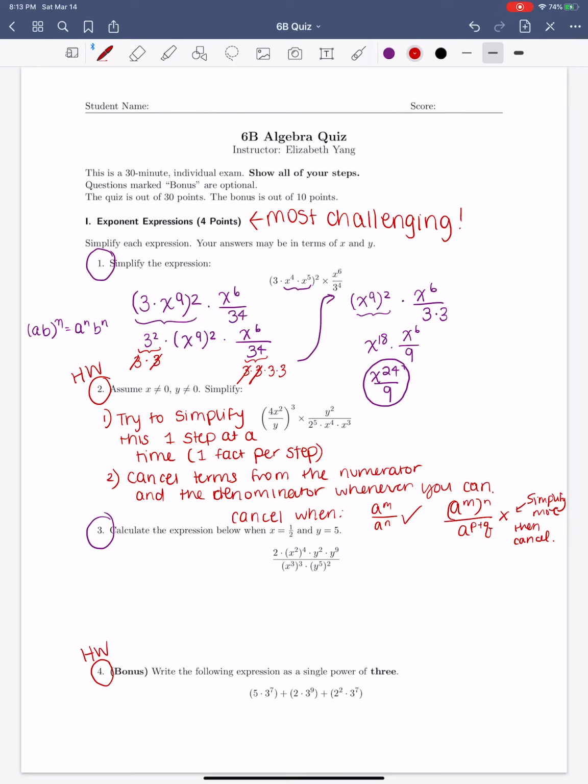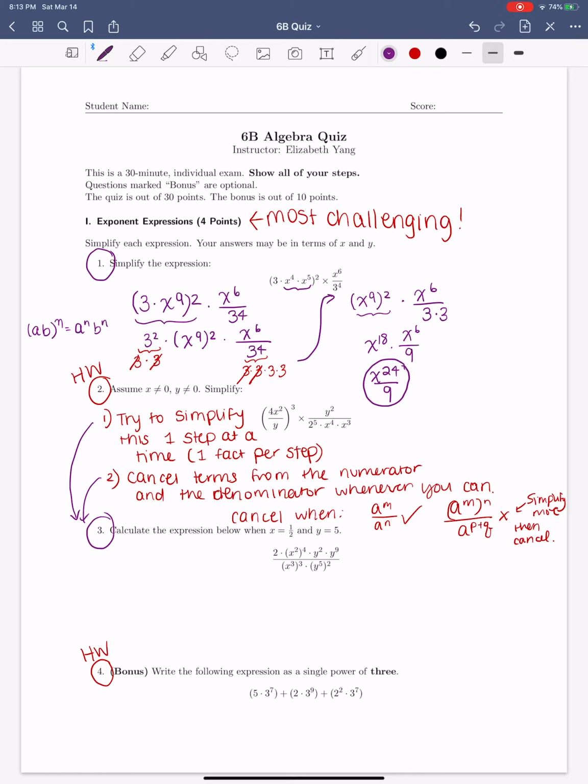Okay. So let that sink in for a second. We're going to apply these two principles to number 3 as well. Number 3 is really no different from number 1 and 2, except at the very end, we have to plug in some numbers. And if you guys remember, during the quiz, I gave the hint to simplify this whole thing first and then plug in numbers. So that's exactly what we're going to do.